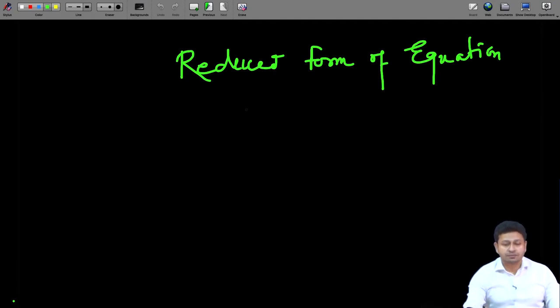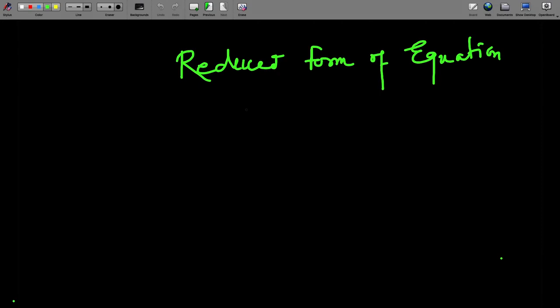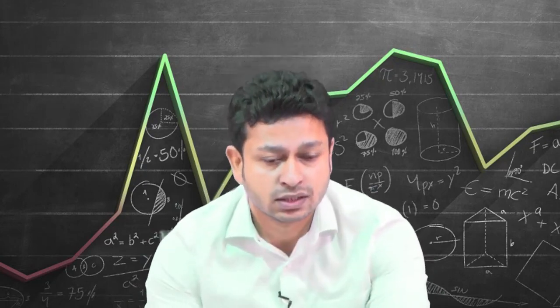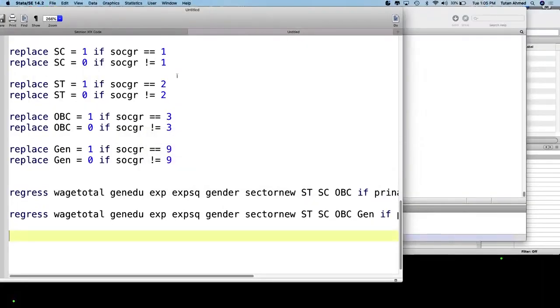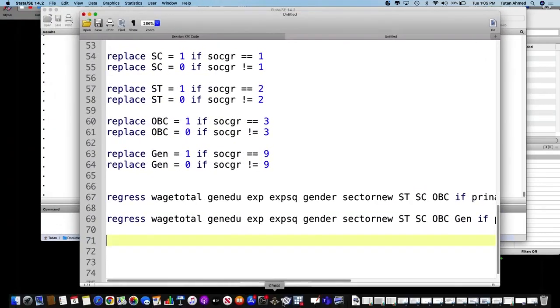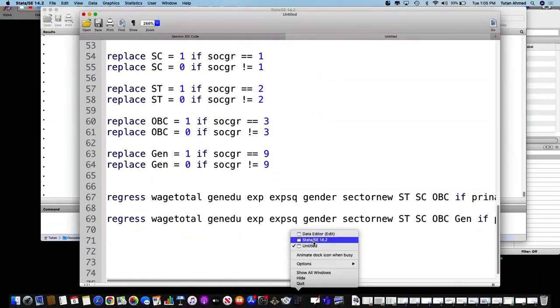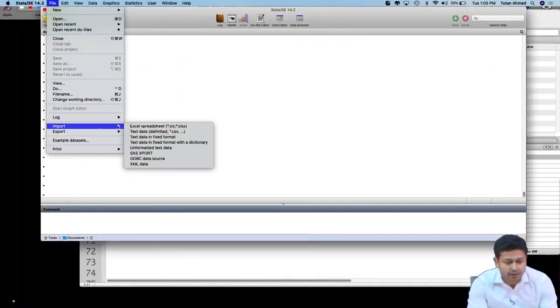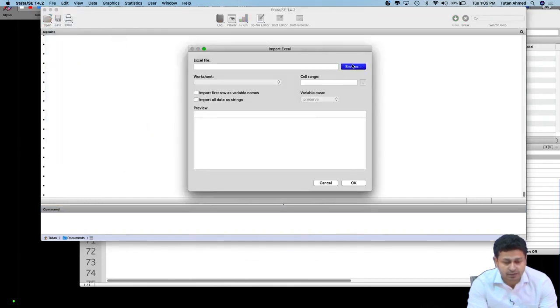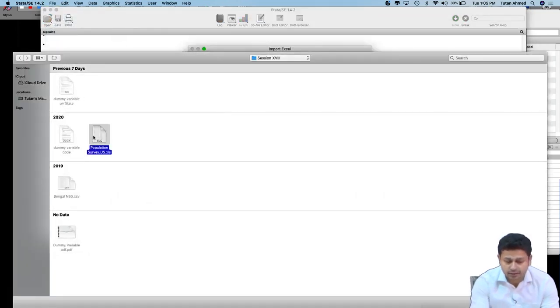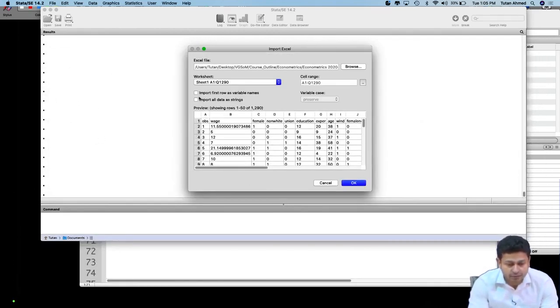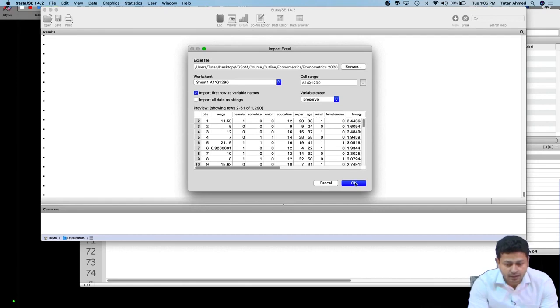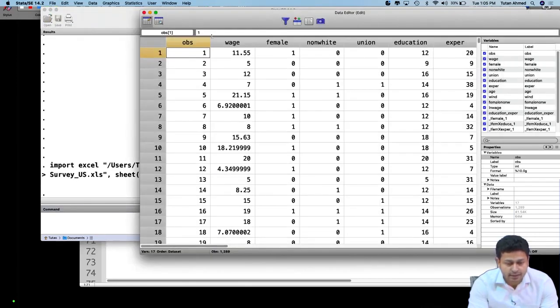Okay. Now let us try to explain the reduced form of equation a little further, and we already have some notion about how it works. So let us open a new data set to see how we can really get the reduced form of equation. I want to open another data file that is on the US population survey, and I already have this data here, and I will import with the first row as variable names. So I get the data set here.